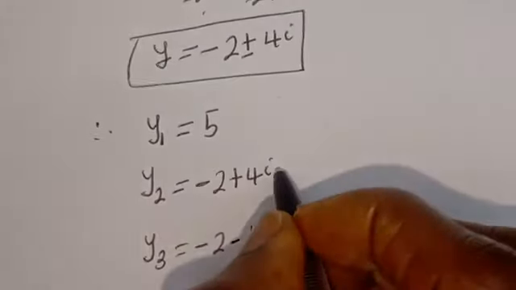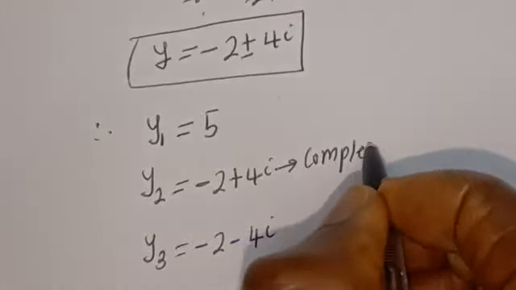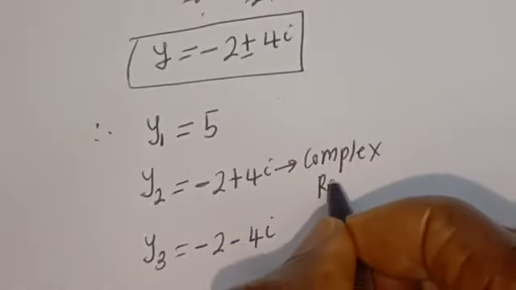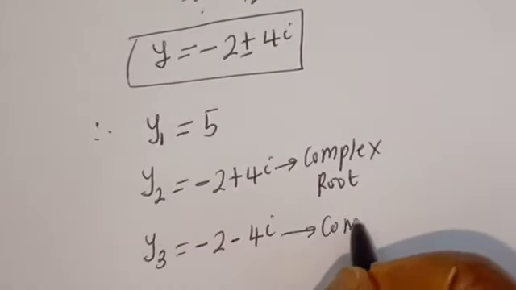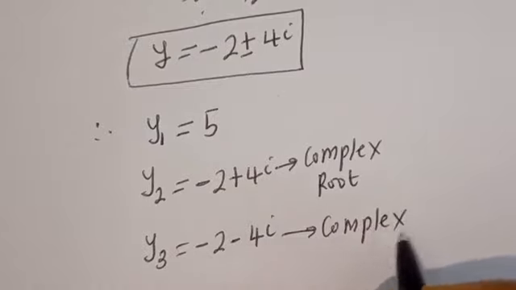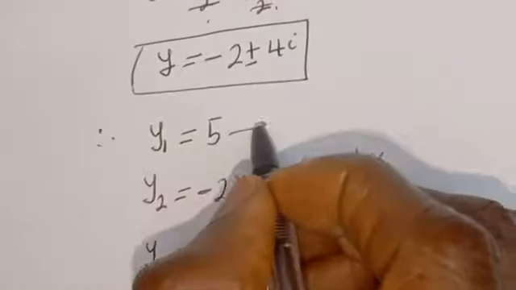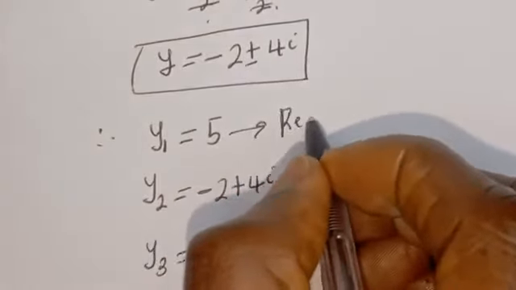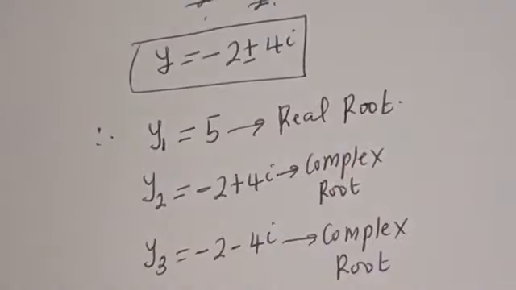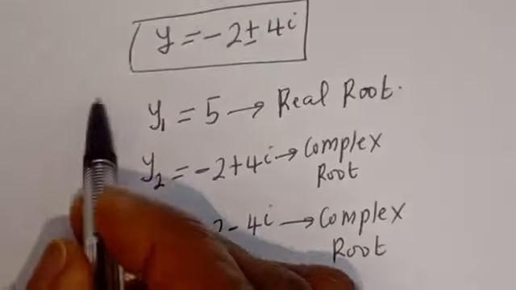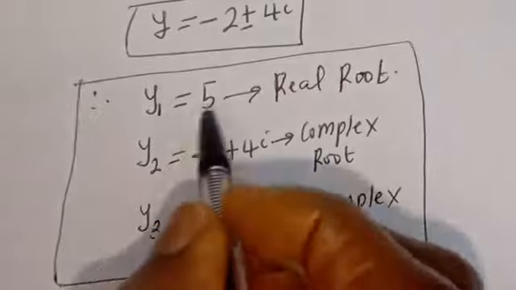Then this is a complex root, and this is also a complex root. So we have this as the only real root. We can check to confirm if this answer is right or wrong. Let's check. In order to check, we are going to make use of this real root.